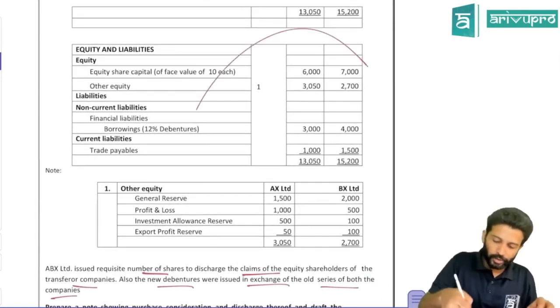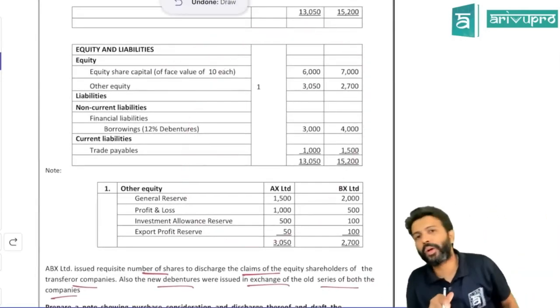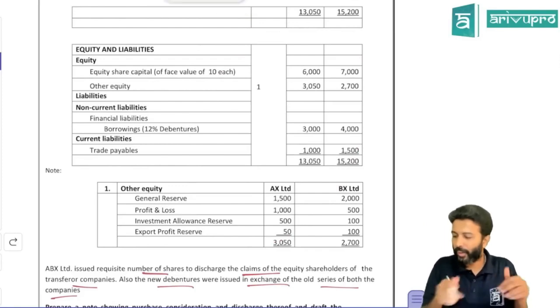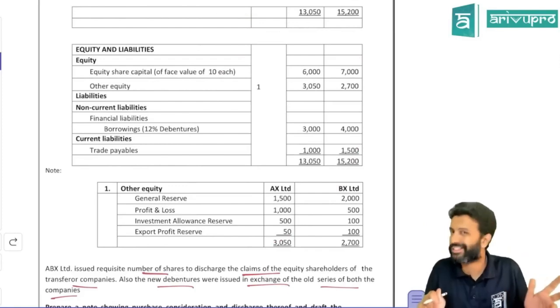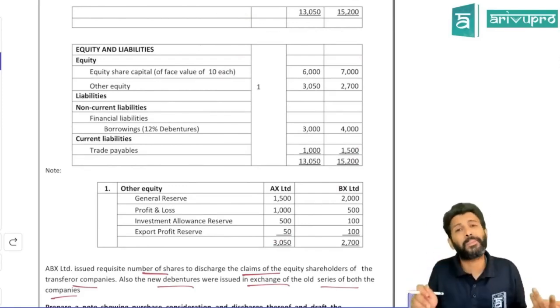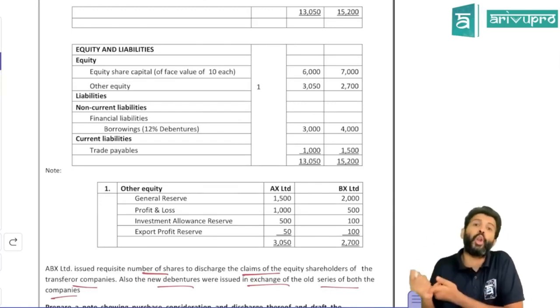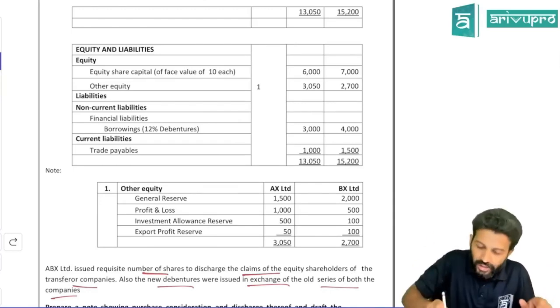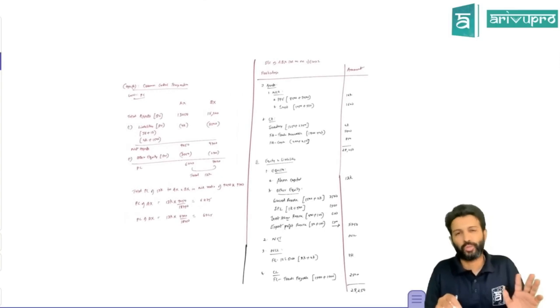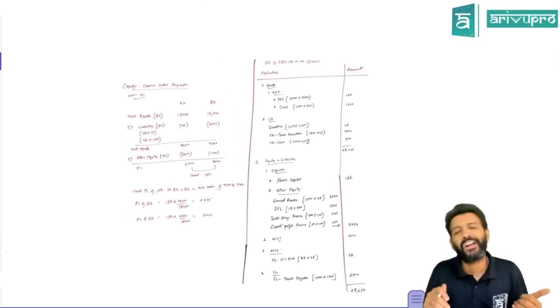They said requisite number, meaning the required number of preference shares will be given. That's all they said. But how much is given? Did they mention it? No. Is it a common control transaction? Yes. Is PC given? No. PC is missing. So what to do? If PC is missing, the first thing you do is find out the PC.